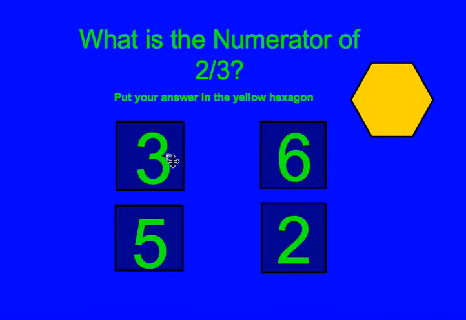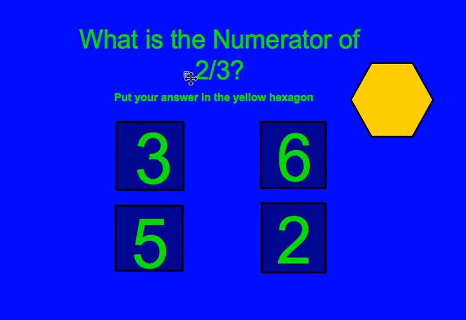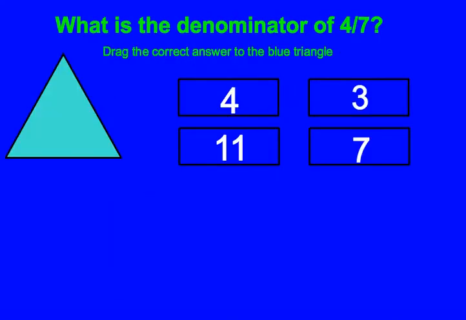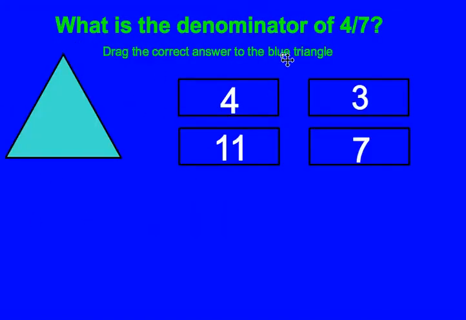Okay, so if we look at this question here, what is the numerator of 2/3? Well, we just said that the numerator is the top number. So in 2/3, which is the numerator? Well, it's going to be 2. It's the top number in this case. Okay, the denominator, if I go back to this one, the denominator is always the bottom number, right? So what is the denominator of 4/7? Well, it's the biggest number. It's going to be 7. It's just not allowing me to drag, but it's going to be 7.